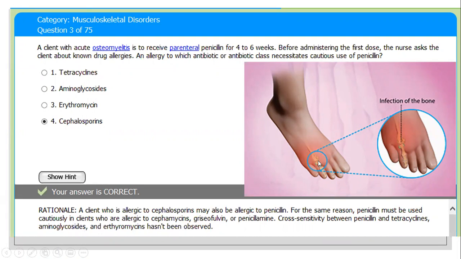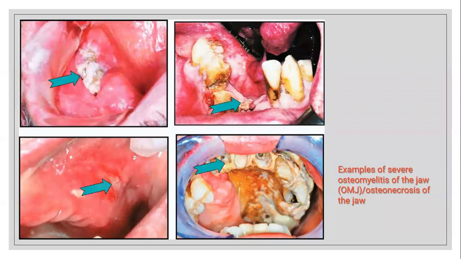So in this picture, we can see infection of the bones. It is called osteomyelitis. So what is osteomyelitis? A bone infection caused by bacteria or fungi. Osteomyelitis may spread from infected skin or an infection from another part of the body. Patients who have osteomyelitis sometimes present with bone pain, fever, swelling, and redness, right?